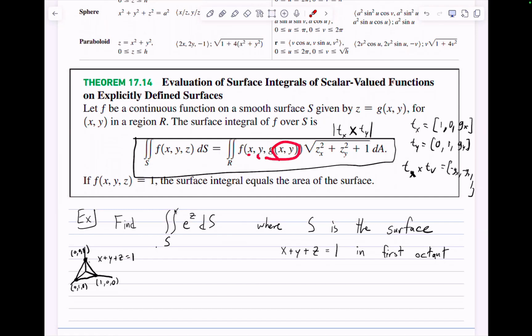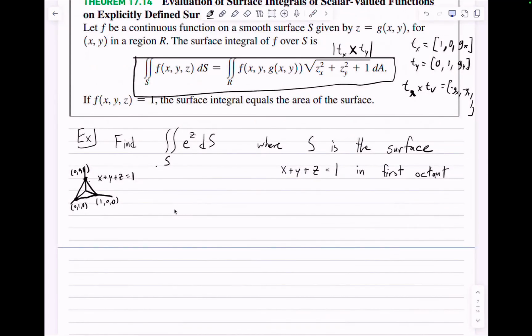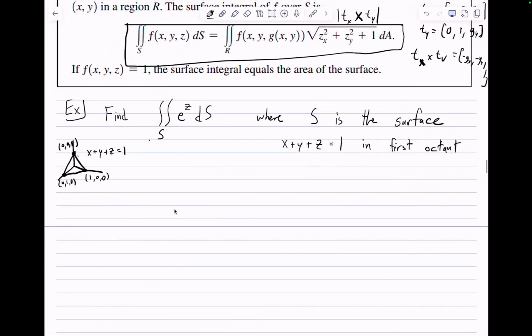and z is g(x, y), and you take the tangent vectors, you get (1, 0, g_x) and (0, 1, g_y), and then taking their cross product, you get (negative g_x, negative g_y, 1). And so that's where it comes from. So let's use that theorem real quick to evaluate a particular surface integral.